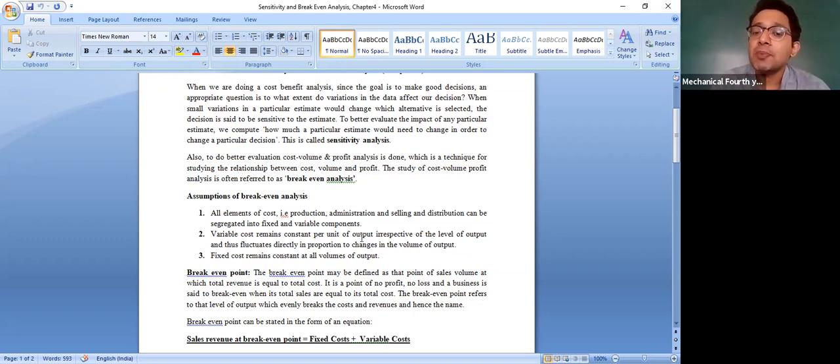Variable cost remains constant per unit of output, irrespective of the level of output, and thus fluctuates directly in proportion to change in the volume of output. I repeat again. Variable cost remains constant per unit of output, irrespective of the level of output, and thus fluctuates directly in proportion to changes in the volume of output.